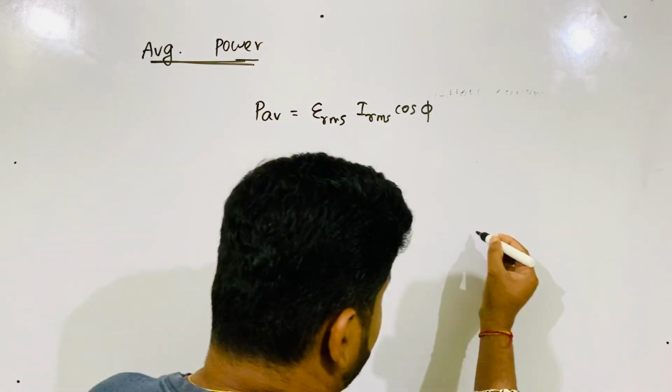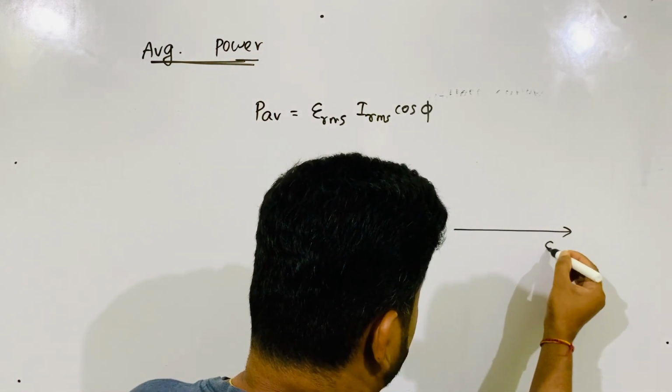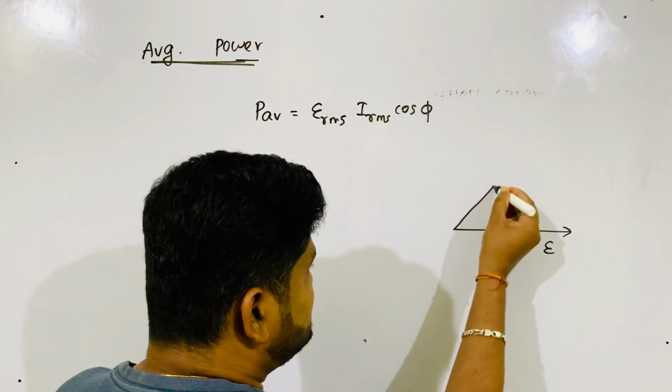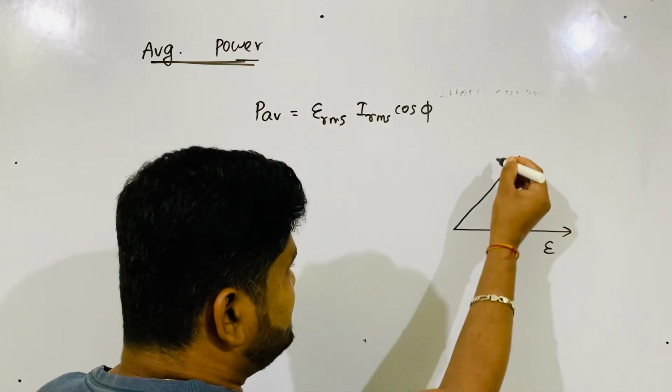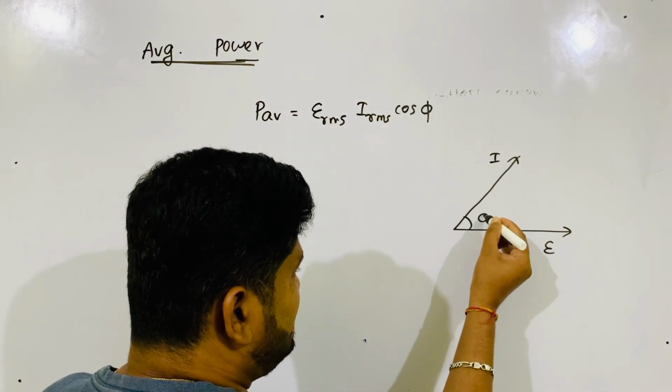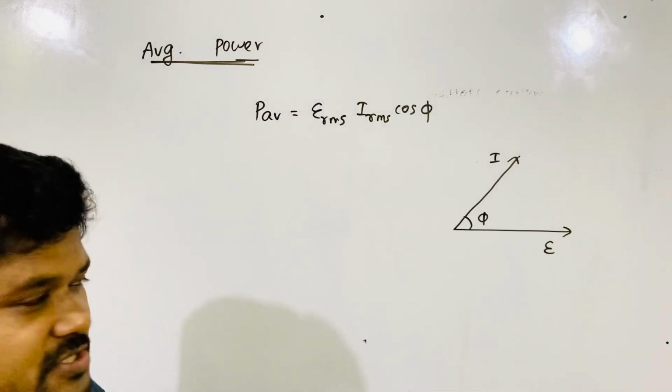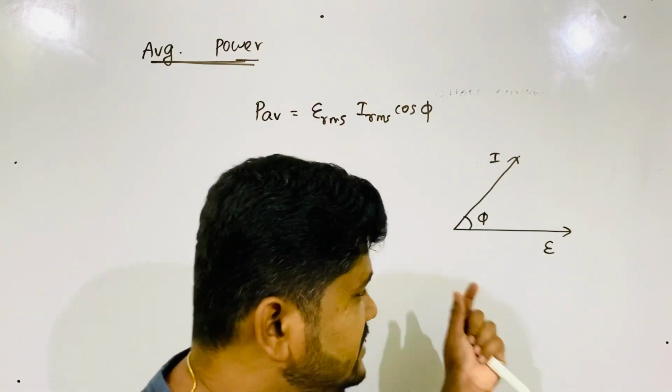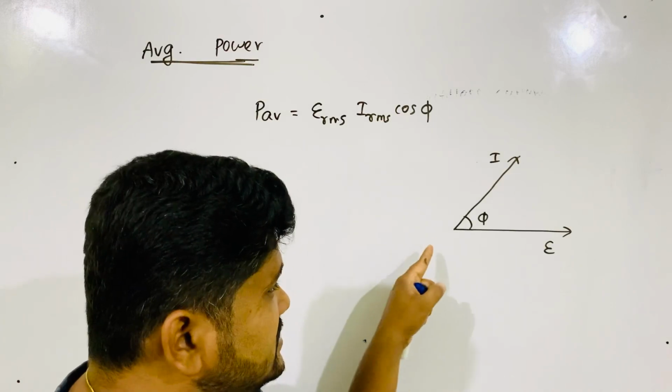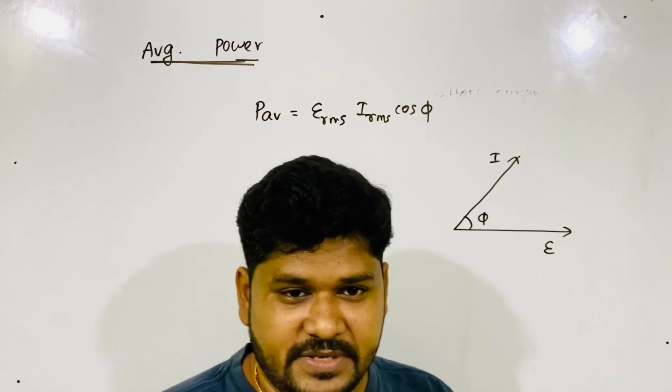Now let's see. Suppose this is the EMF, and suppose this is the current. This is the EMF line, this is the current line in the phasor diagram, and this is the phase difference, phi.